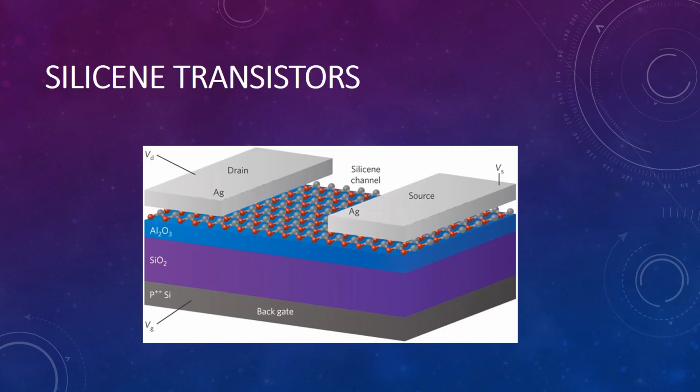So one of the applications of silicene is silicene transistors, and as we can see here in this picture, this is a transistor which uses silicene as a semiconductor to manufacture this transistor.